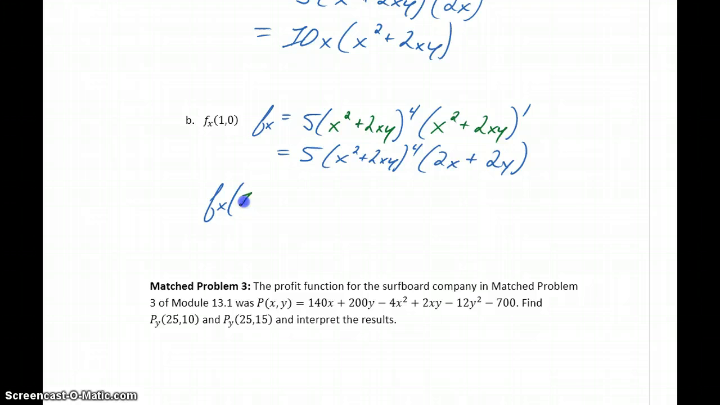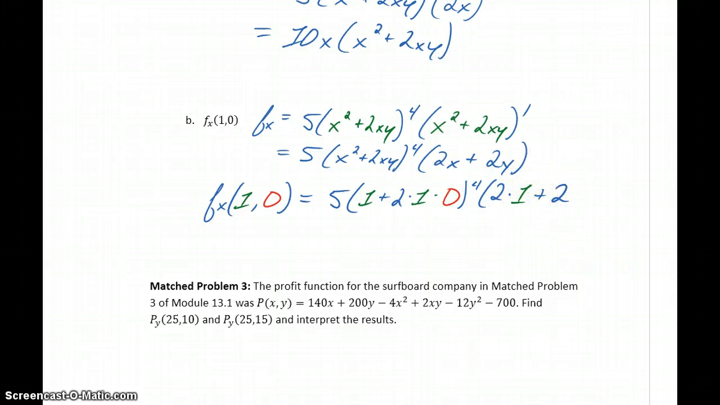So then we'll evaluate this by plugging x equals 1 and y equals 0 into this derivative that we just came up with. So that'll be 5 times the quantity 1 plus 2 times 1 times 0, raised to the fourth power, times 2 times 1 plus 2 times 0. Which then will all reduce to just 10.